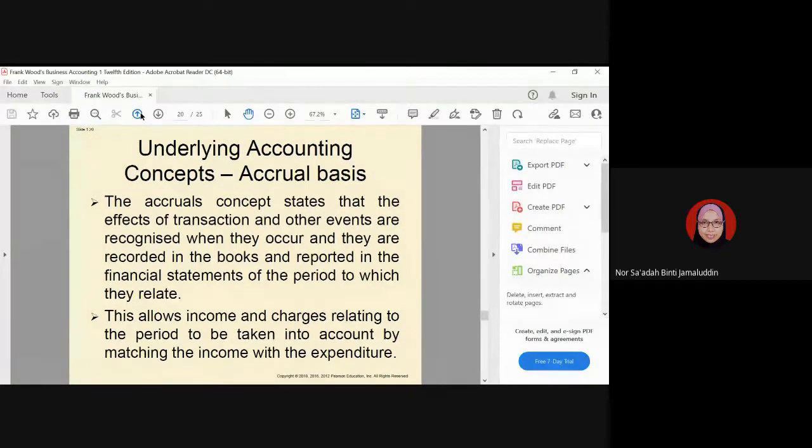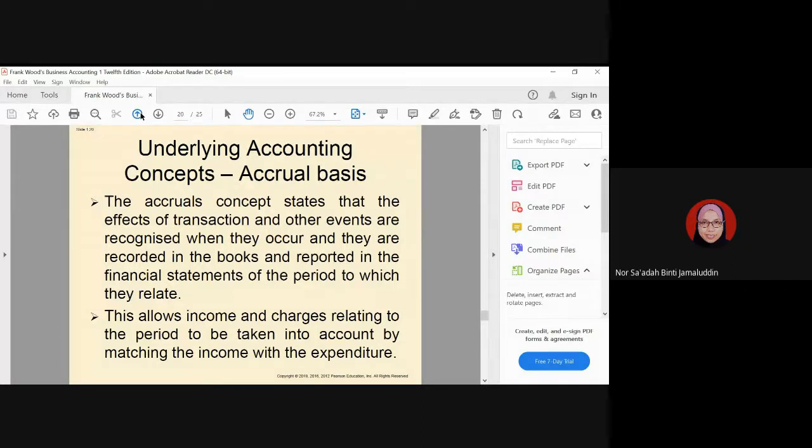The accrual concept states that the effect of transactions and other events are recognized when they occur, and they are recorded in the books and reports in the financial statement of the period to which they relate. This allows income and charges relating to the period to be taken into account by matching the income with the expenditure.